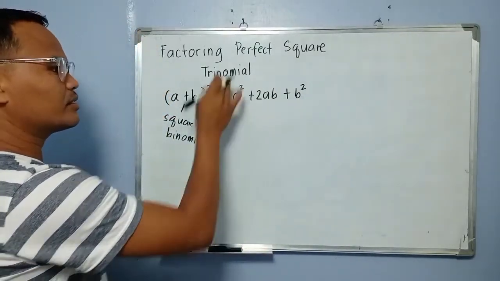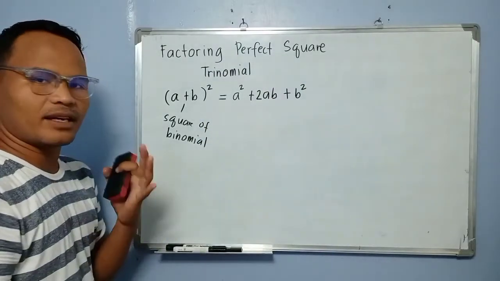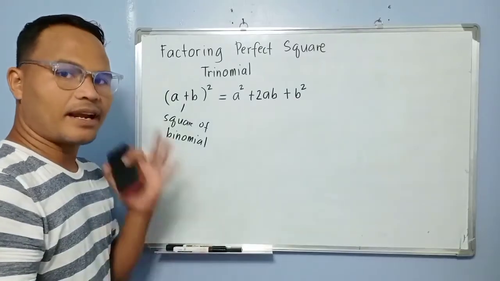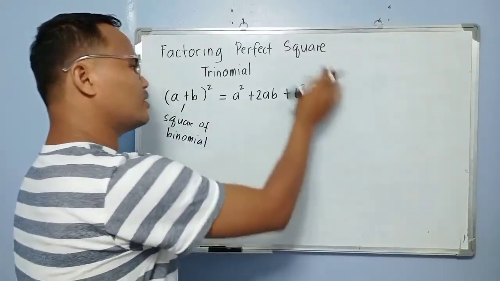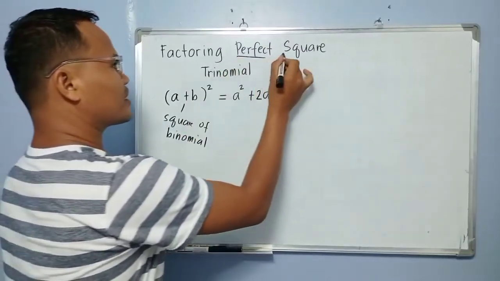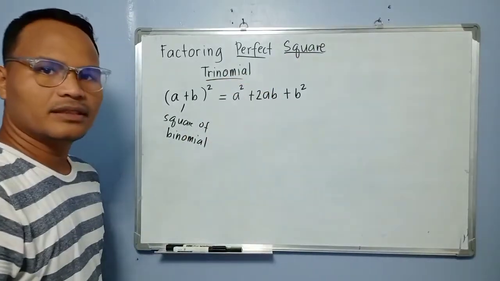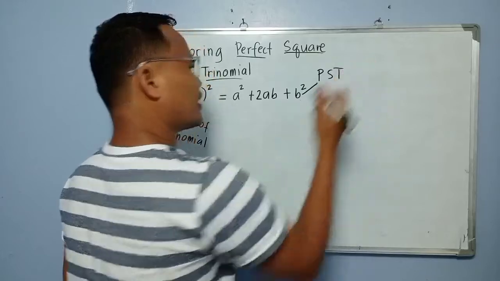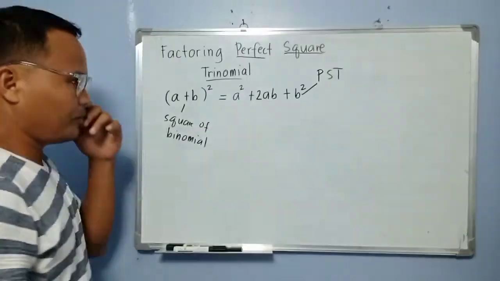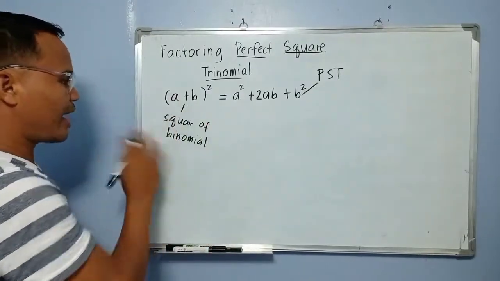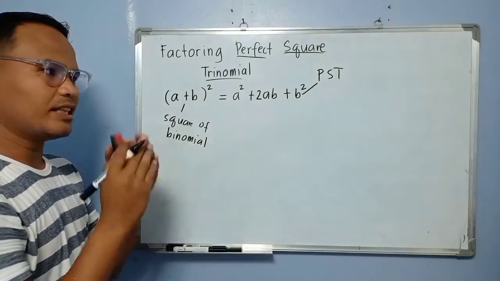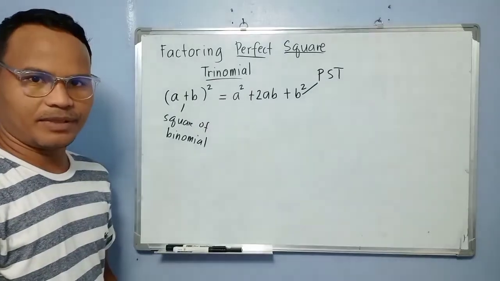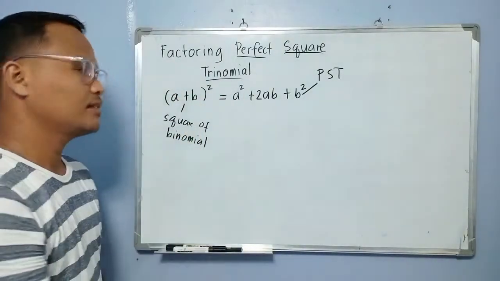This is now called a trinomial. When we say trinomial, we have three terms: first term, second term, third term. This trinomial is called a perfect square trinomial. So we can say that the square of a binomial can be expressed as, or is equal to, a perfect square trinomial. And that is the process.